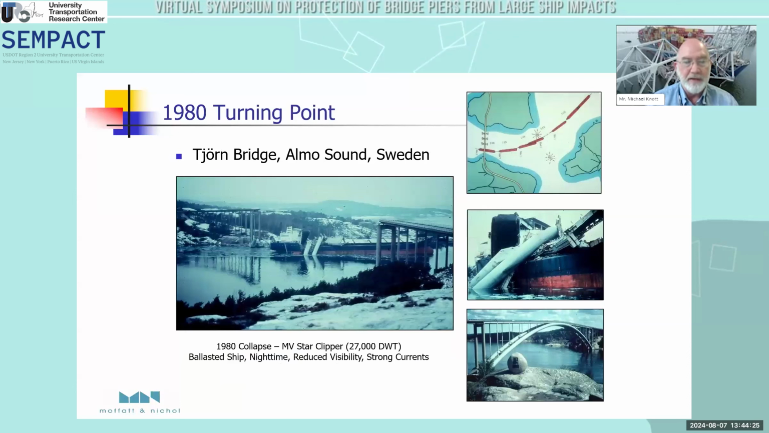Also in 1980 in Sweden, the Tjorn Bridge across Alma Sound collapsed. The lower right is a photograph of the bridge as it was built. It received a number of international architectural awards for beauty. And yet we learned a valuable lesson: don't build arch bridges over navigation channels. At nighttime, a vessel that was slightly off course, the deck house of the ship contacted the arch and the bridge collapsed.